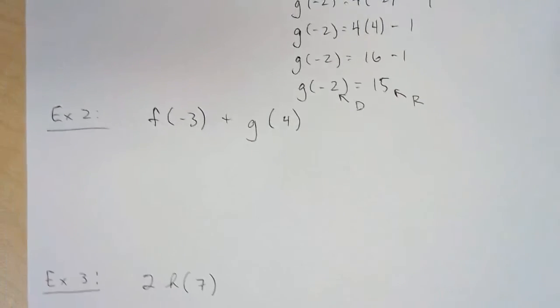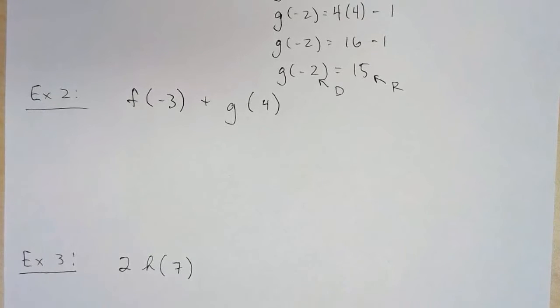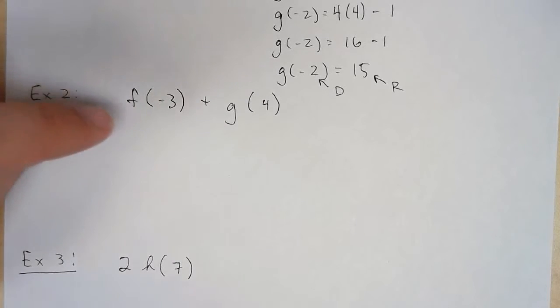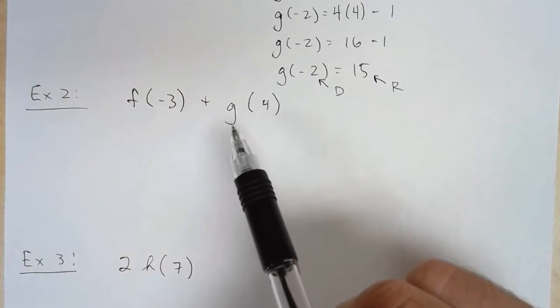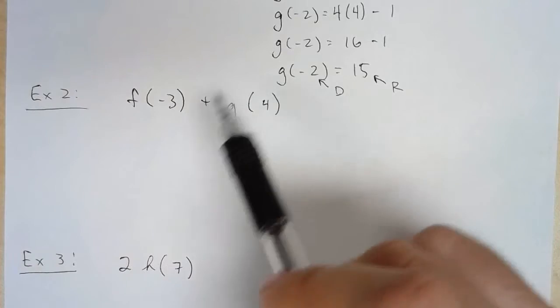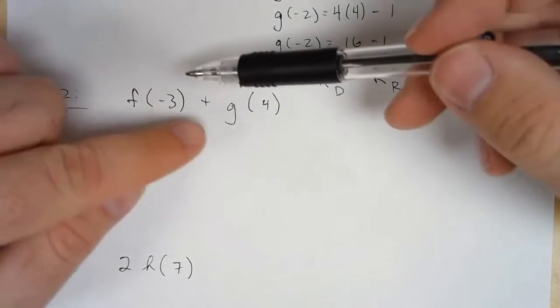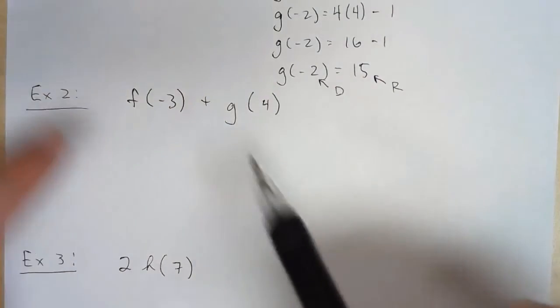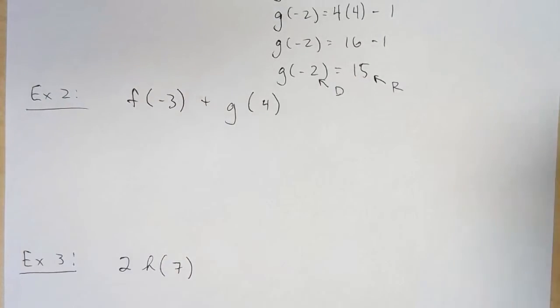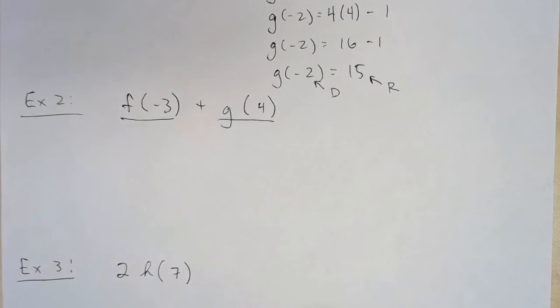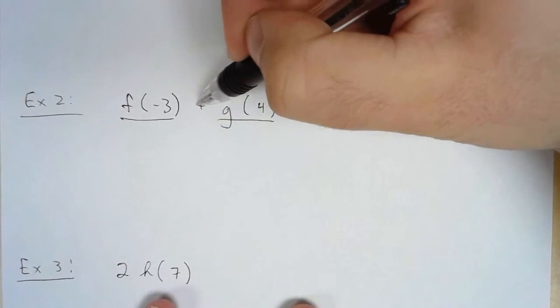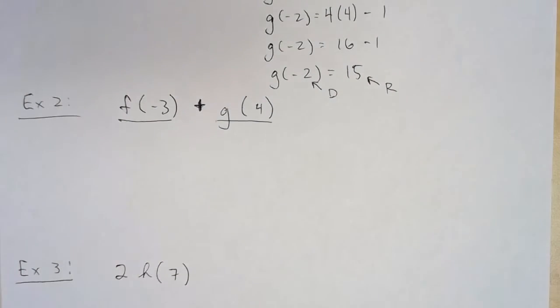Okay, so let's look at example 2. Example 2 says f of negative 3 plus g of 4. Remember, this is not f times negative 3 and g times 4. This is f of negative 3, which we have to evaluate, plus g of 4, which we have to evaluate before we can add them together. This is not some weird fg of negative 7 or 1. Figure out each of these individually, determine those solutions first, and then afterwards just add them together, like it says a plus sign in the middle.